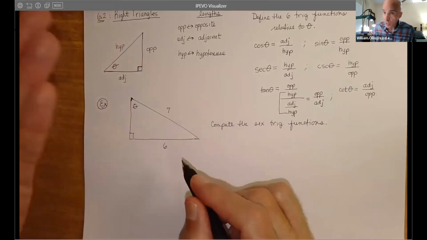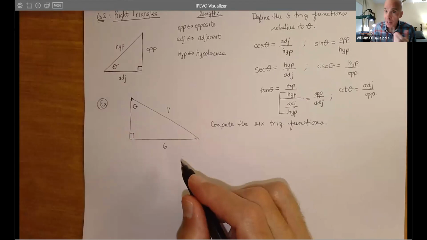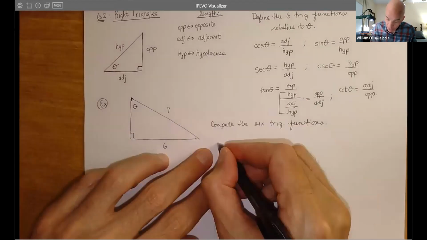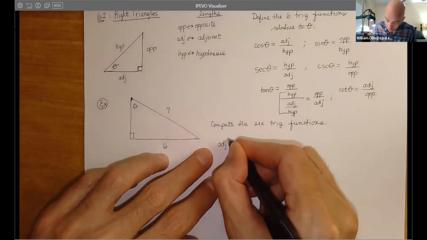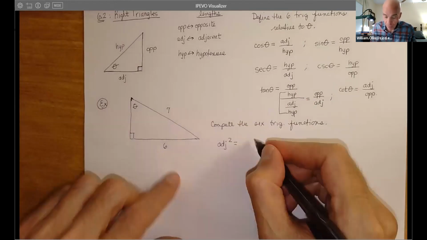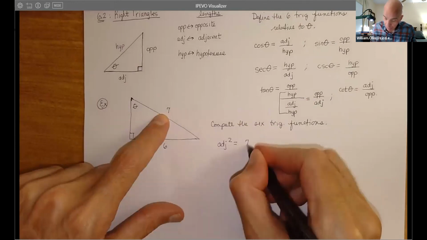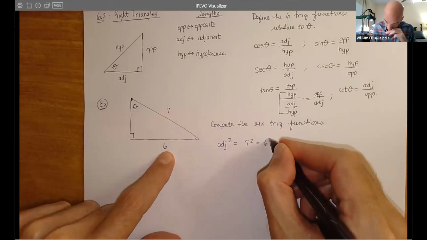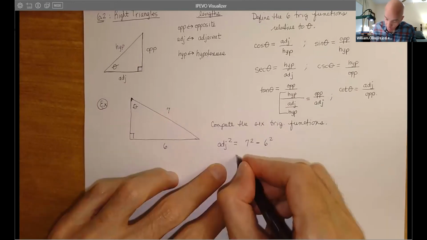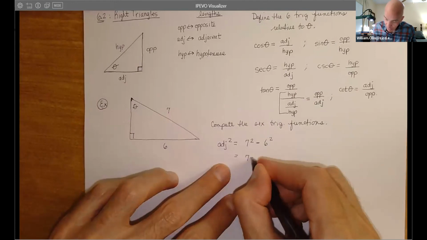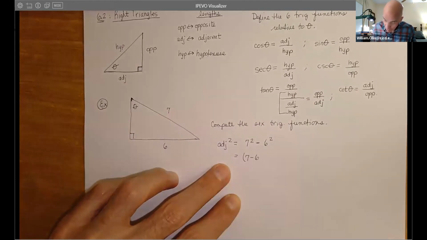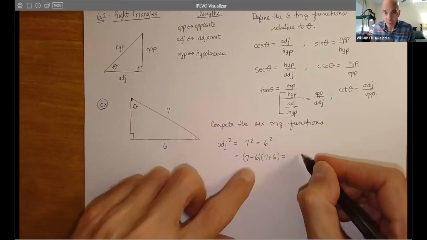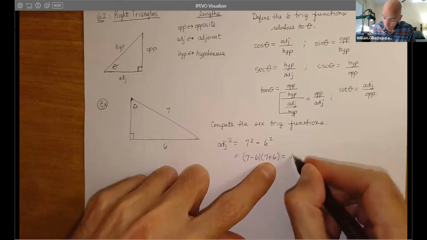But of course, this is a right triangle, so we have what we call the Pythagorean theorem, just like the Pythagorean identities from S1. So we have adjacent squared will equal the hypotenuse squared minus the leg squared. This is just a difference of two squares. So this is 7 minus 6 times 7 plus 6. That's 1 times 13, or 13.